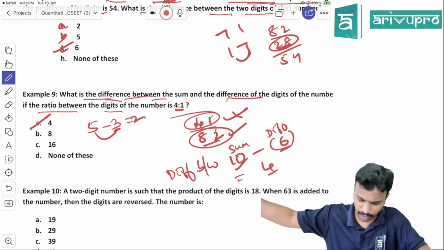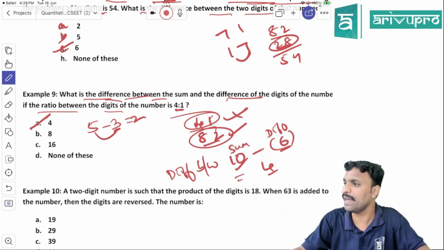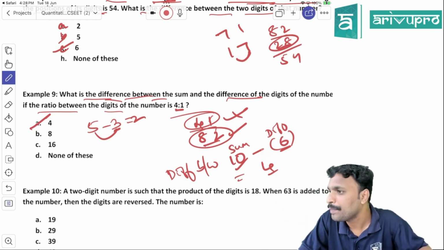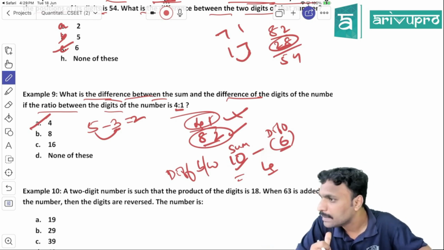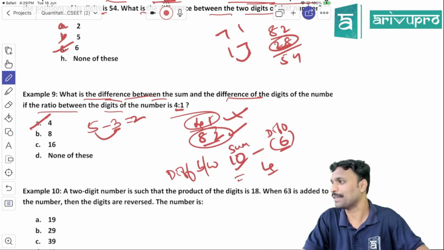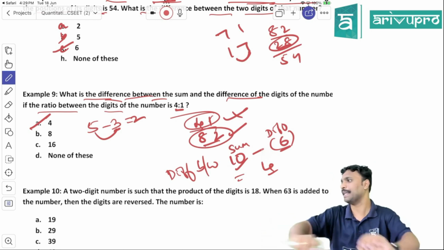Other than 41 and 82, can there be one more option where the ratio of the 2 digits is 4:1? It has to be a 2-digit number. First of all, for a 2-digit number, is there any other possibility?